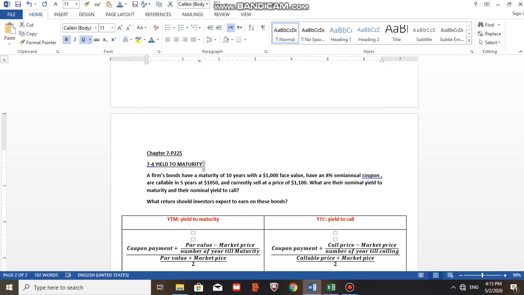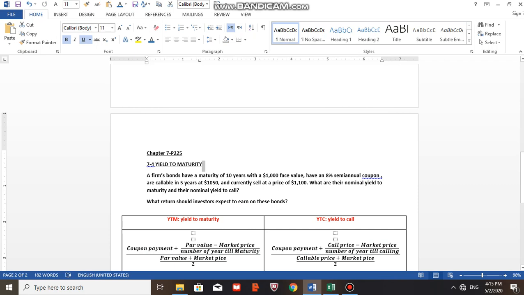In this application, we have a firm's bond that has a maturity of 10 years with $1,000 face value, 8% semi-annual coupon, callable in 5 years at $1,050 and currently sells at a price of $1,100. The question is, what are their nominal yield to maturity and their nominal yield to call?